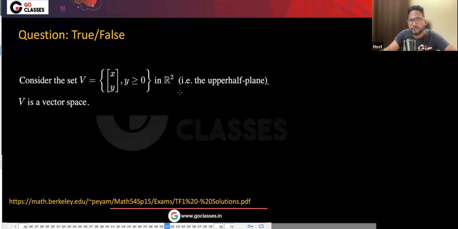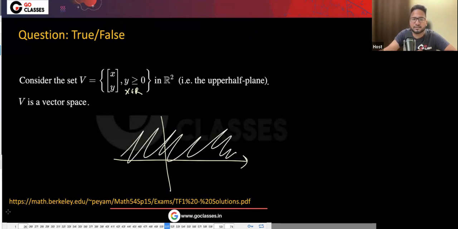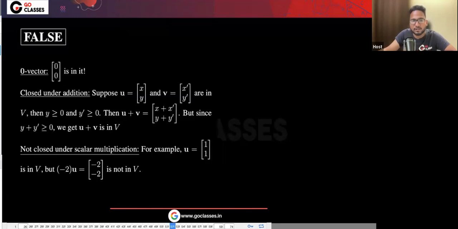Consider a set V where the y component is greater than or equal to 0, and x could be anything, let's suppose x belongs to R. So in R2, y is greater than or equal to 0. This is the plane they are talking about, the upper half plane. Then V is a vector space. So what is the answer? Is it true or false? This is false, right? We have already seen this, so this is false.